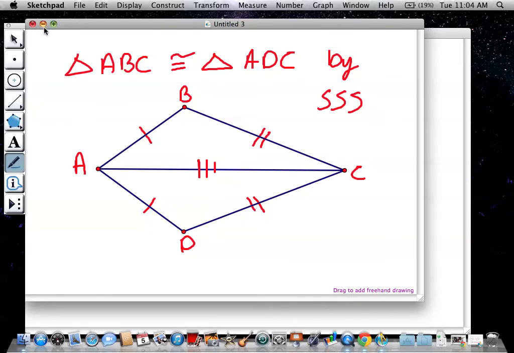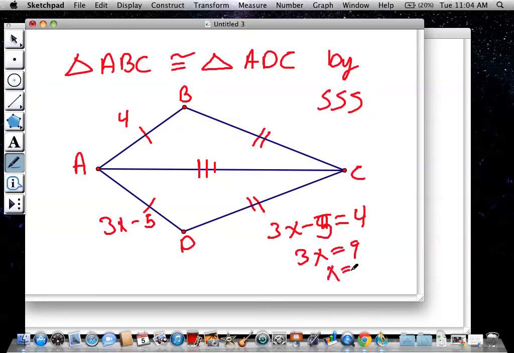All right. So if we had, for example, let's say that this was 4 and this was 3x minus 5. Since they're congruent, I can take 3x minus 5, set it equal to 4, that's a 5, and solve. So 3x equals 9, so x equals 3. Okay?